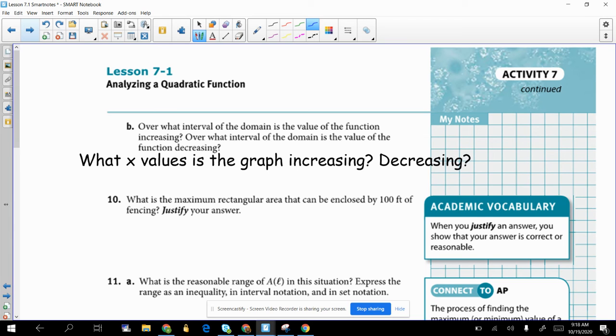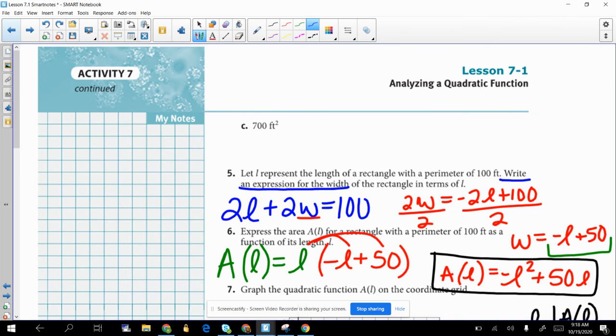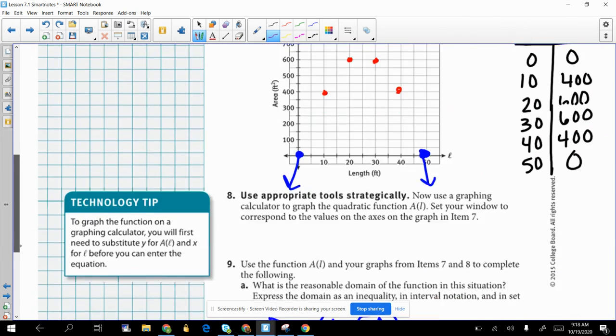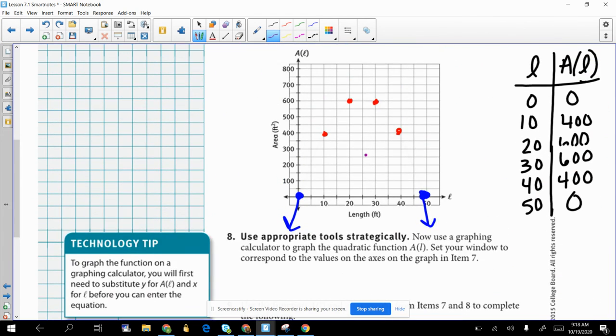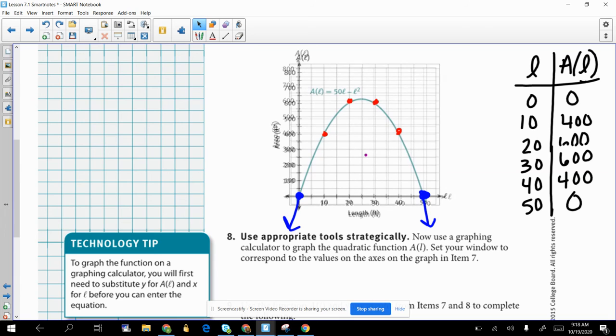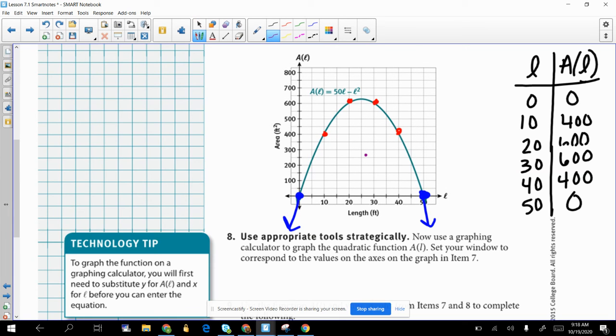And then part B says, over what interval of the domain is the value of the function increasing, and over what interval of the domain is it decreasing? So if we look here back to our graph, we would say that it's increasing all the way till it gets to this point, our maximum point, and then it's decreasing all the way down this way.